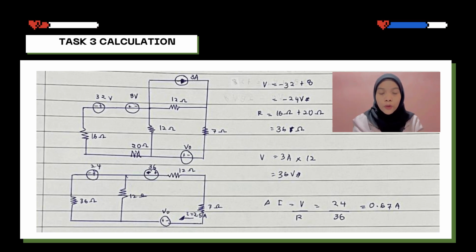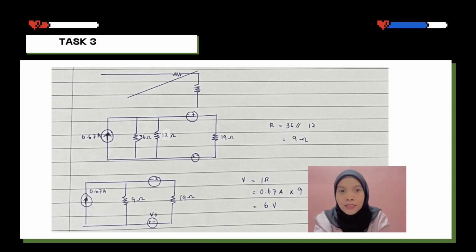In this part, for loop 1, the calculation is V equal to 3A multiplied by 12, and we got 36 volt. Next, we redraw the new circuit because we settled it and only two loops are left. For the calculation, we use the formula V per R. V is 24 and R is 36, and we got 0.67 ampere.